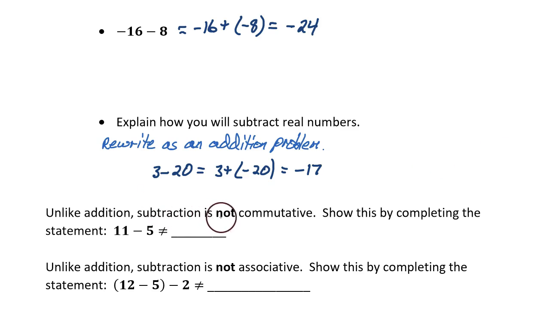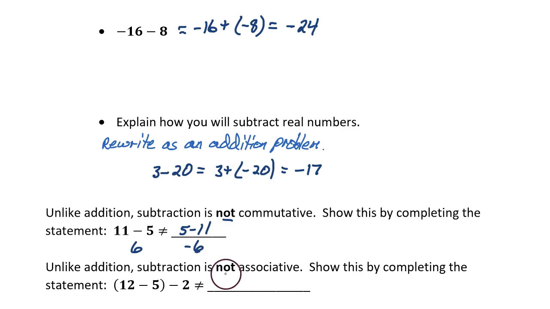Unlike addition, subtraction is not commutative. Show this by completing the statement. 11 subtract 5 is not equal to 5 subtract 11. 11 subtract 5 is 6, but 5 subtract 11 makes negative 6.